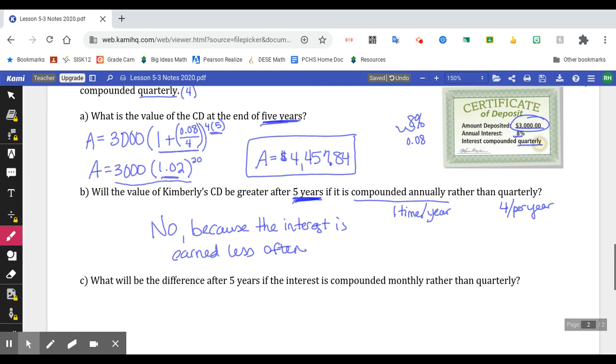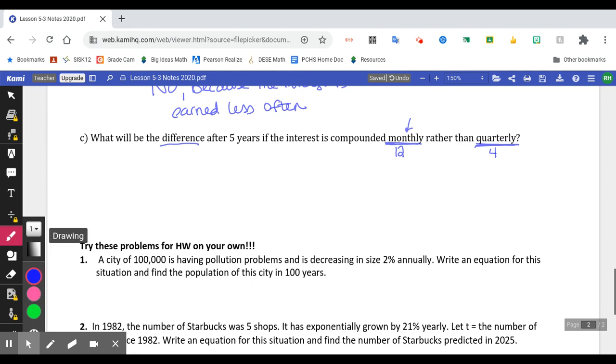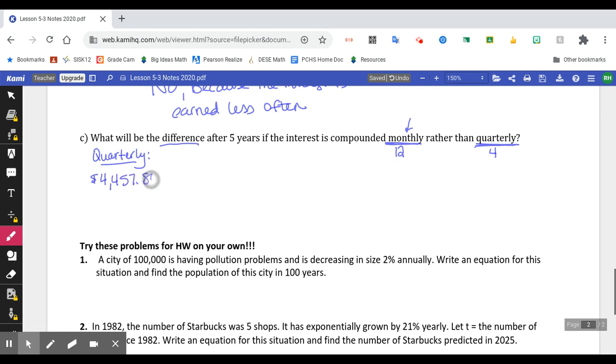What will the difference after 5 years be if the interest is compounded monthly rather than quarterly? Well, we know the monthly happens more often and it's going to be more money, but it actually asks us to get that amount. So this would be 12 times. This is only going to be 4, which we already know. I'm going to scroll up a little bit and put here the quarterly amount that we got for our first answer in part A, which was $4,457.84.